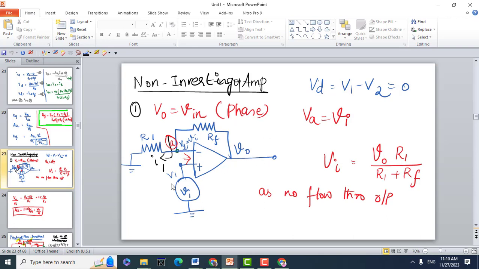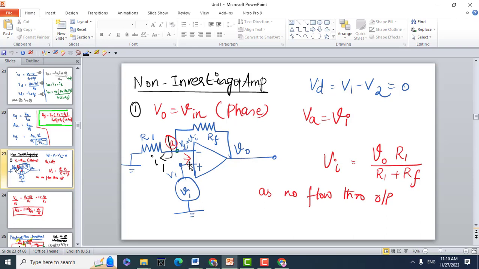If I take this as V1, I'm going to take this as V2, and this is virtually grounded. V1 is nothing but Vi, so V2 should also be Vi. Let me take the node as A. V naught equal to V in, that is in phase, both are the same.